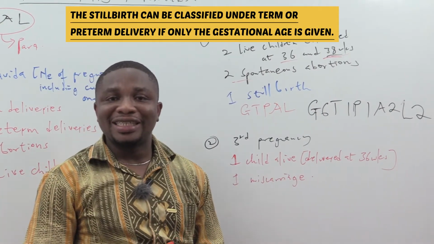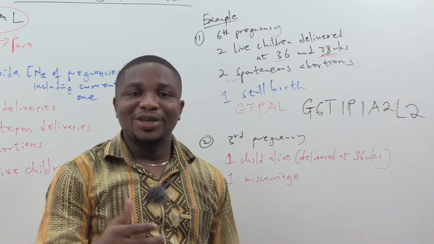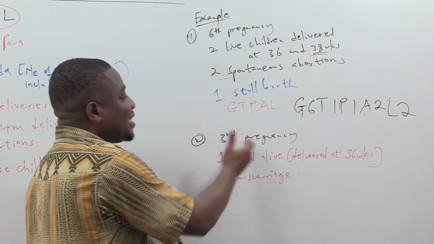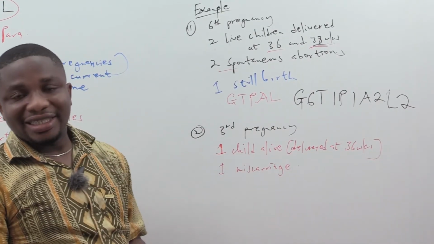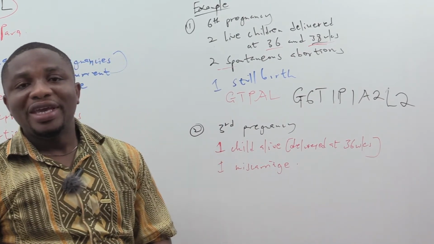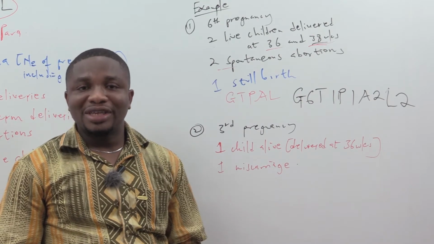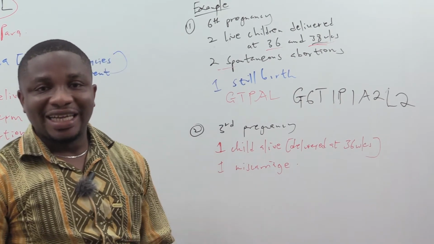Now let's look at the last example, which you'll be solving. You'll be pausing the video to solve, and later you'll have a look at the answer. And that one is her 3rd pregnancy, 1 child alive, delivered at 36 weeks, then 1 miscarriage. What will be her parity using the GTPAL criteria? You can pause the video and solve. All right, let's have a go at the answer.